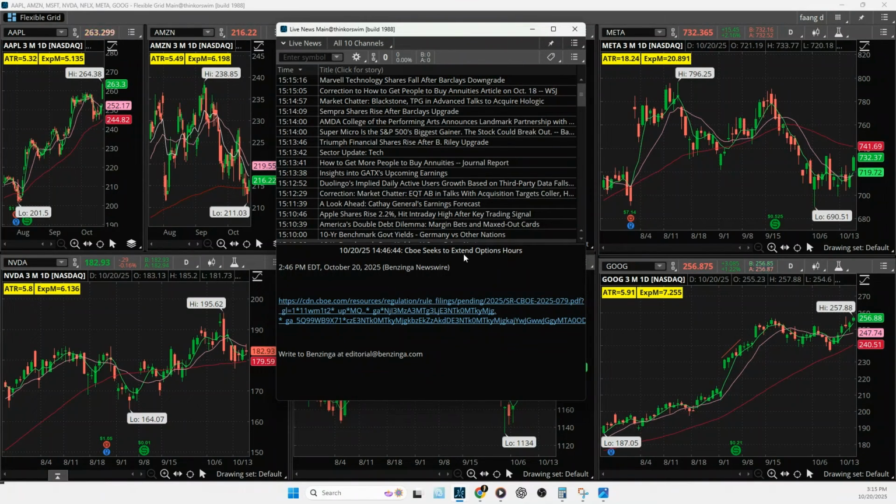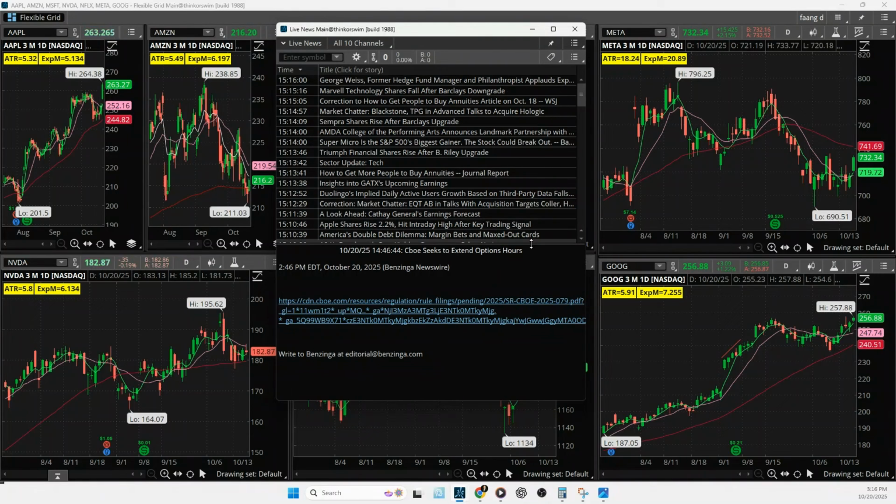But Cboe extended option hours. I was thinking about this since there's after hours stock trading. What about after hours options trading? That would be interesting to see, anything popping up in here. Super Micro. All right, sounds good.